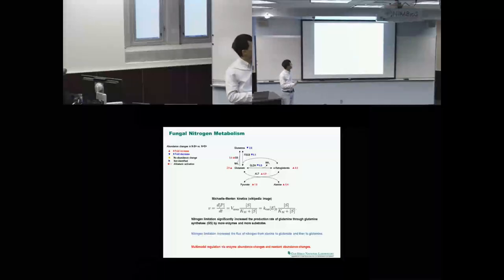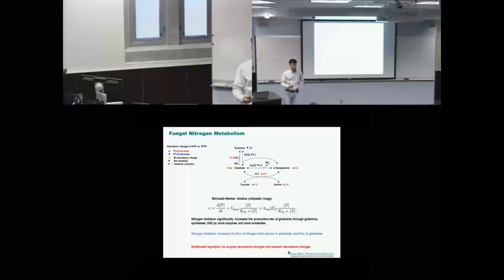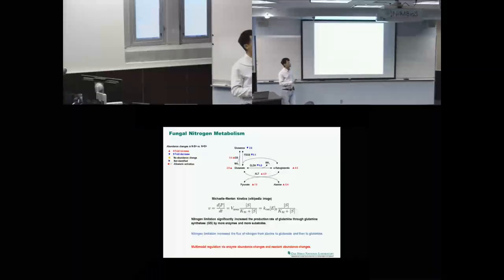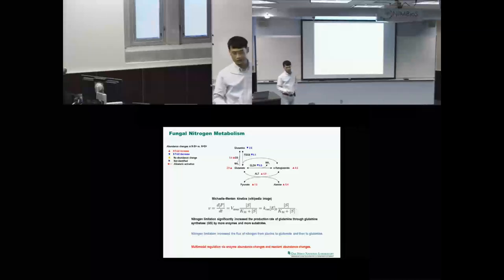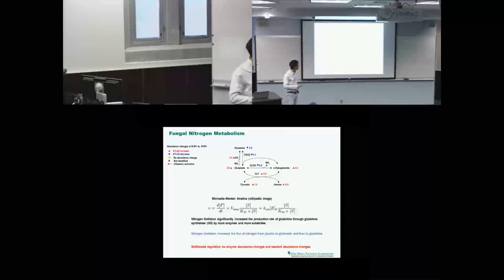But interestingly, this product's concentration actually decreased. So probably that's because there's a larger pool of consumption of this metabolite in the system. So put this together, this tells us you have a higher nitrogen flow from alanine to glutamine in response to nitrogen limitation by the fungal host.